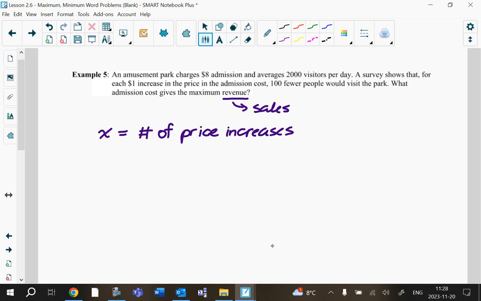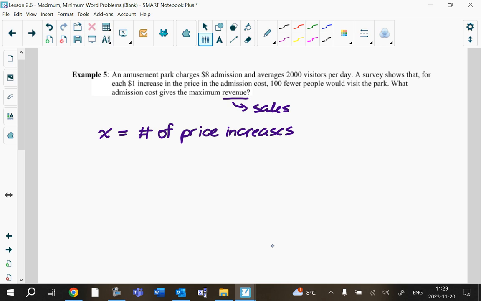Well, how do we find how much we get in sales if we sell something? How do you find your sales? What do you multiply? Price and quantity is total revenue. Price times quantity. How much you're charging, and how many you sell. So you've got to multiply the two.